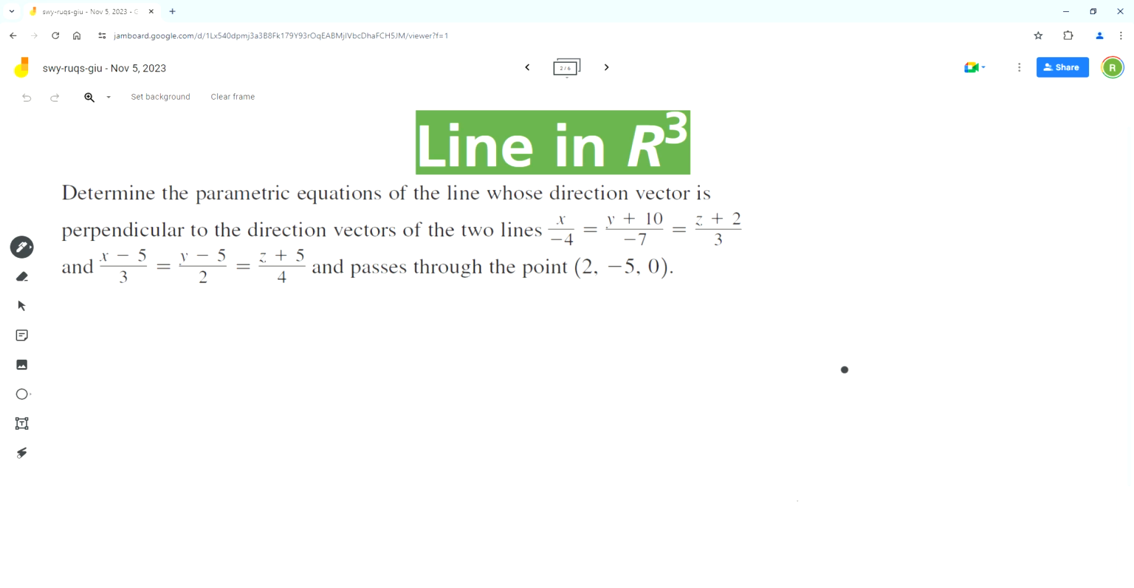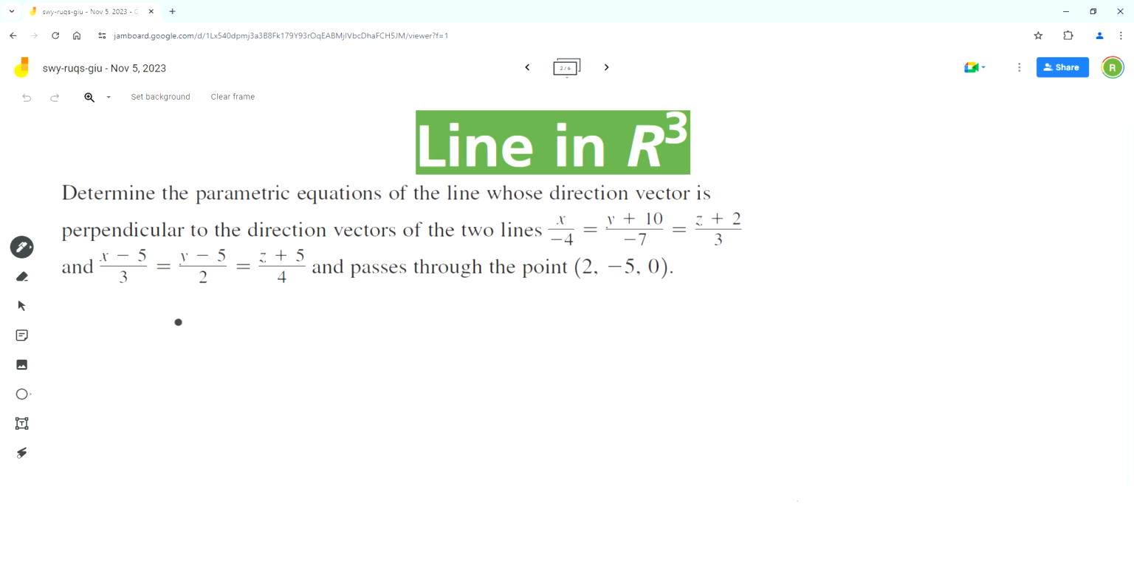So in this video, we'll solve this problem using the concept of line in R3. As per the problem, determine the parametric equations of the line whose direction vector is perpendicular to the direction vectors of the two lines and passes through the point (2, -5, 0). So we have to find the parametric equations of a line.